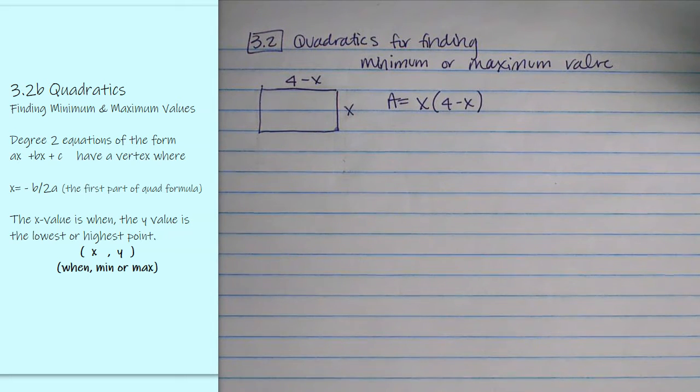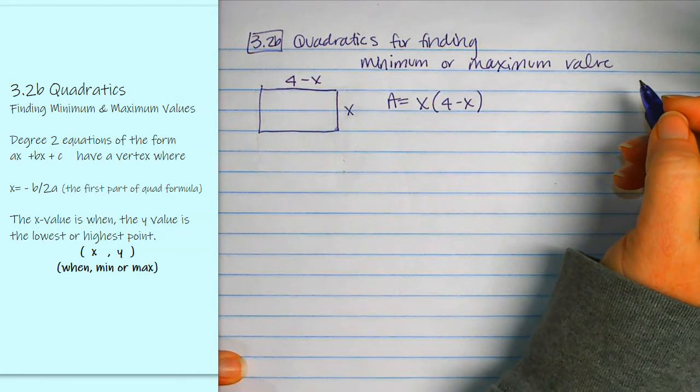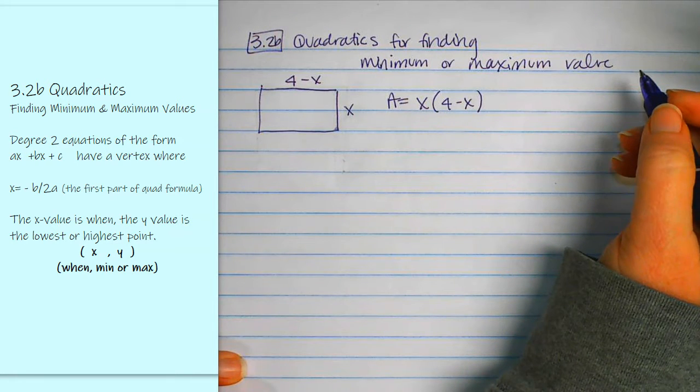All right, the second part of 3.2, I want to talk about with respect to quadratics, and I want to show you the area model first. So the problems that we're going to work on this section are all modeling real situations, but I'm going to start with a very simple one for you first.